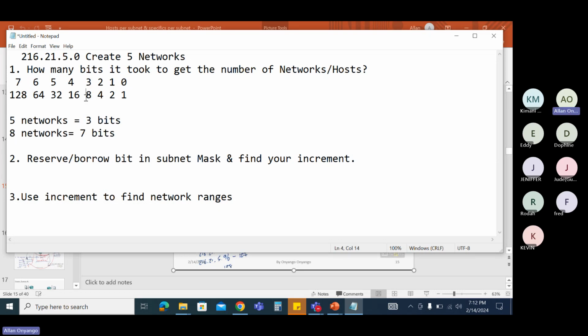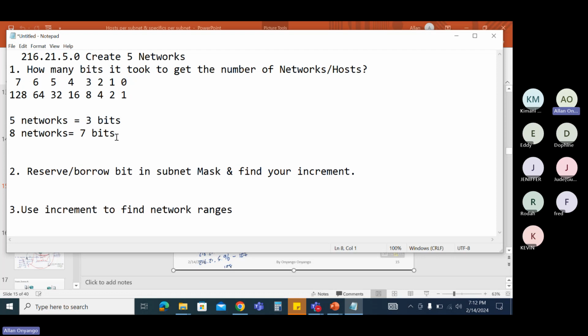When you ask yourself, where do we find 8? 8 is supposed to be 2 to power 3, isn't it? But don't take 2 power 3. It will create fewer addresses. Let me show you that happens when you use this formula.